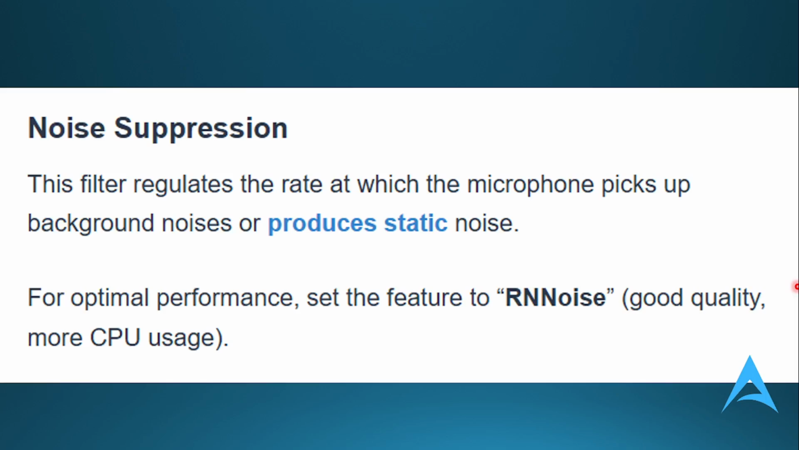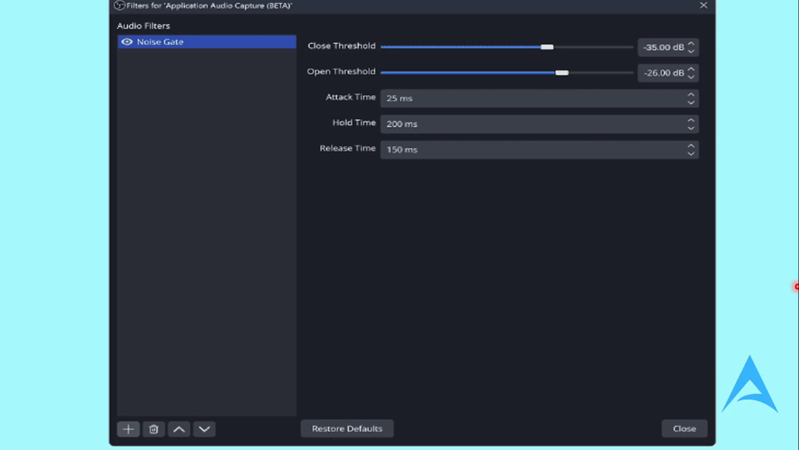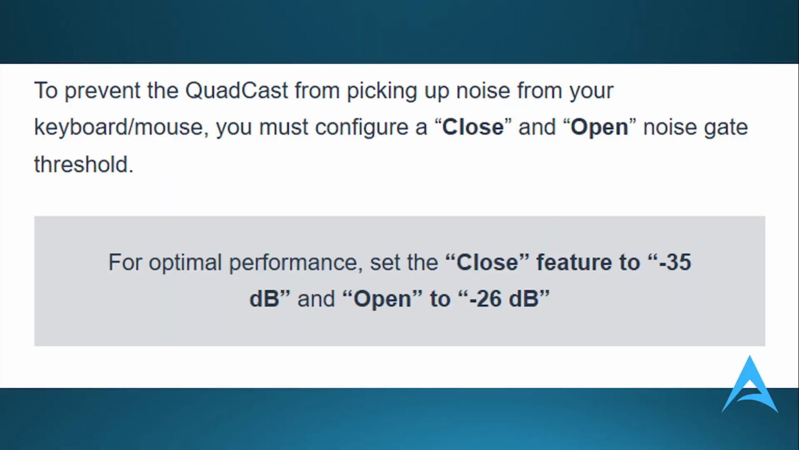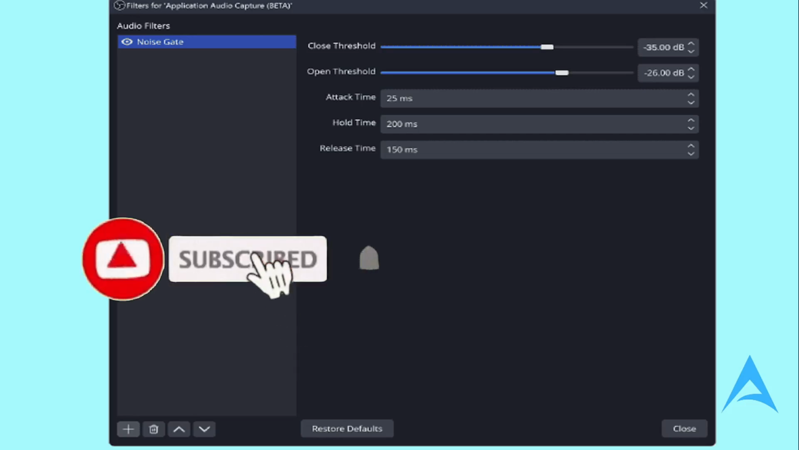It's very negligible, okay? And you come here, you can also set up a noise gate, basically helping the Quadcast from picking up noise from your keyboard or mouse. You just go ahead and configure a close and open noise gate threshold. For optimal performance, you can use these settings we have available here, okay? But otherwise, it's really that easy and simple.